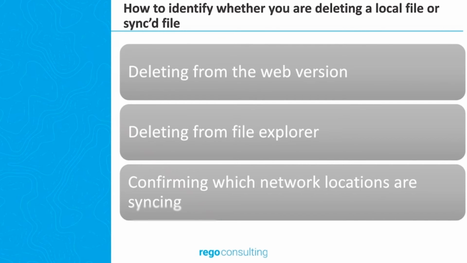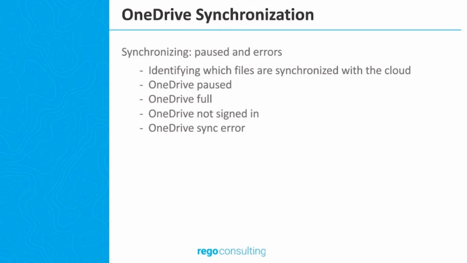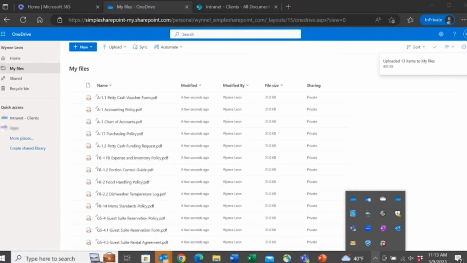So this is really a point where we can educate people to understand whether they're deleting things from a local file or a synced file. Oftentimes it's easier just to tell people to delete things from the web version. But if they delete from File Explorer, you just want to know whether it's syncing or not. If it's a location that's synced and you just delete it from File Explorer, it will delete it in the web version as well.